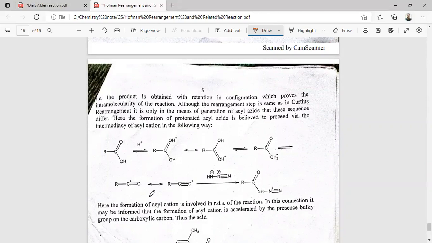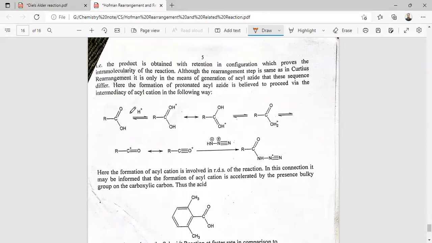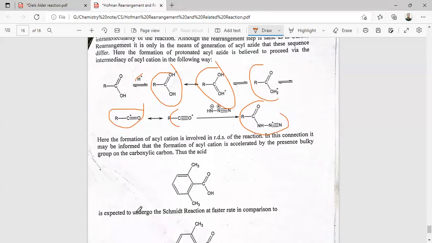Although the rearrangement step is the same as in the Curtius rearrangement, the sequence differs only in the means of generation of the acyl azide. Here the formation of the protonated acyl azide is believed to proceed via the intermediacy of the acyl cation in the following way. So upon protonation first of this one, then tautomerization of this one. Next this intermediate is formed, and then this one forms. So here the formation of the acyl cation is the rate-determining step of the reaction.